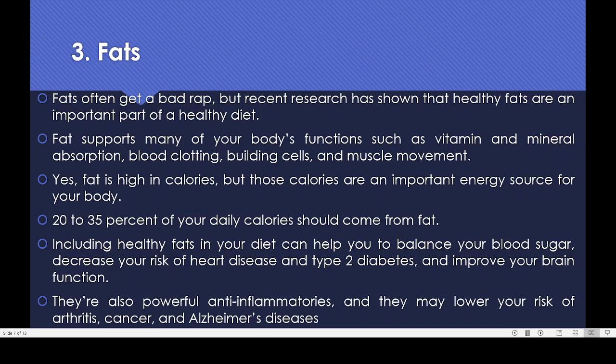Including healthy fats in your diet can help you balance your blood sugar, decrease your risk of heart disease, type 2 diabetes, etc., and improve your brain function.